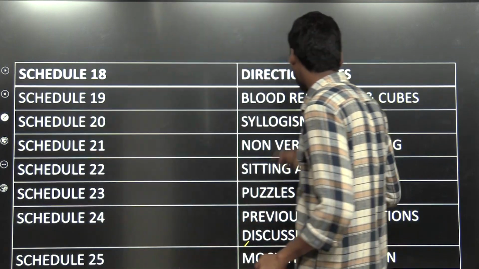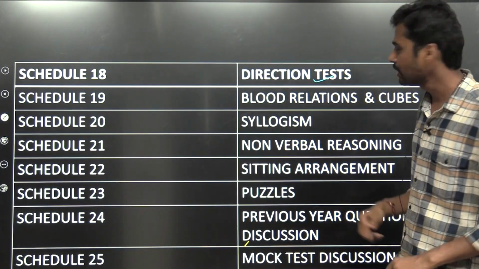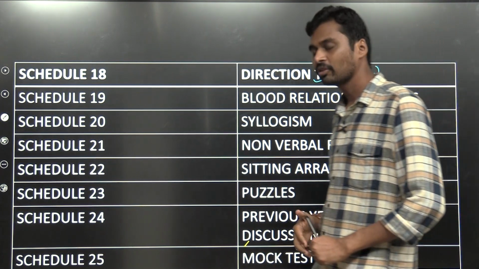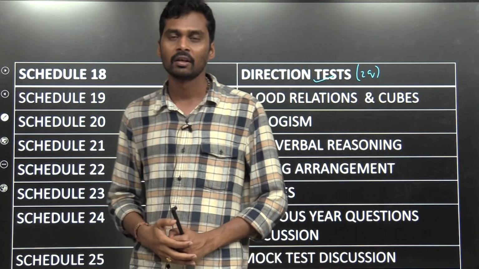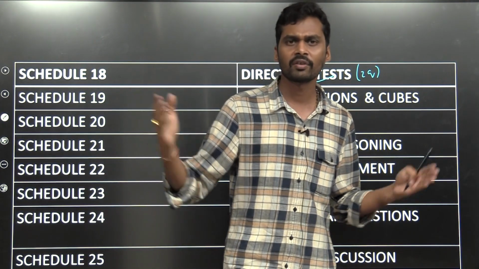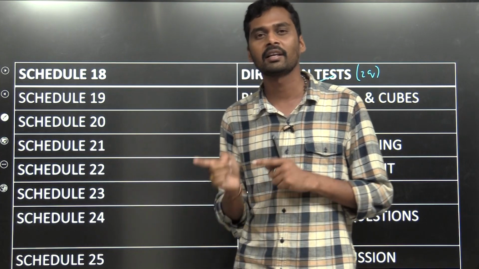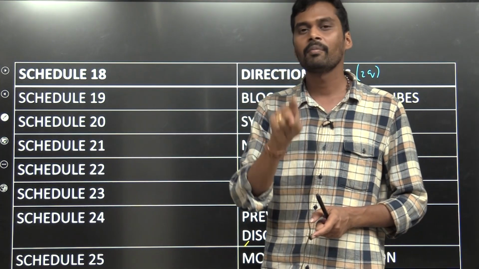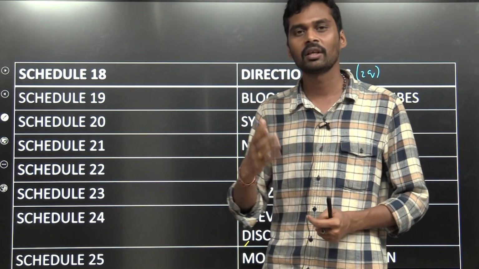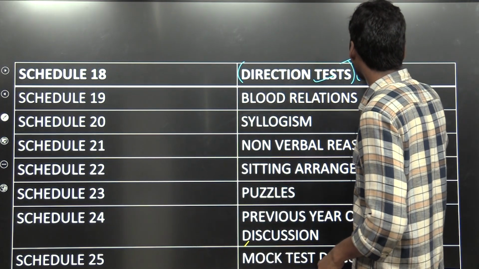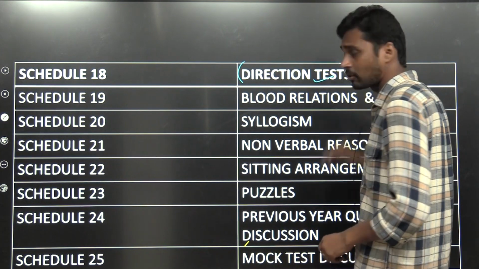Next, the direction test is another easy topic, and you have a minimum of 2 questions in the CSAT. Directions means a very simple thing: east, west, south, where some person is going in the south direction and then moves to the right or left. Simply remember one basic diagram, and based on that we can do any problem from directions. We will also cover all previous year questions from all the topics.